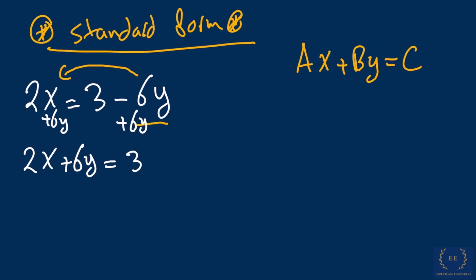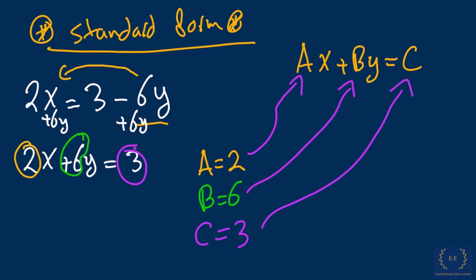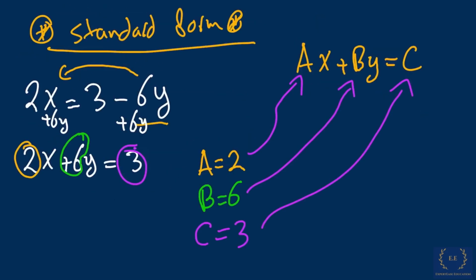So in this current case, I have my a, which is the 2. I have b, which is my 6. And I have c, which is the 3. This is my A, this is my B, and this is my C. This is basically how we place equations into a standard form. If I take a linear equation, which looks like this, and I try to morph it or change it to something else. Let's have another example and try to attempt these examples by yourself.